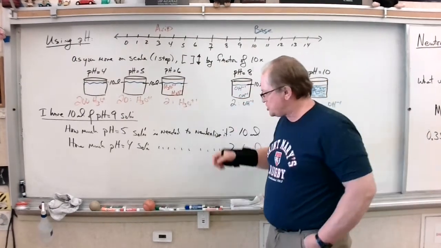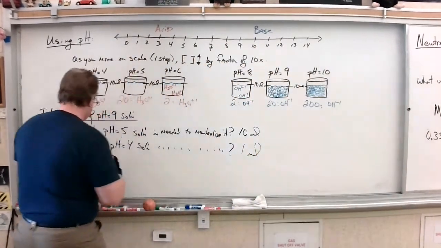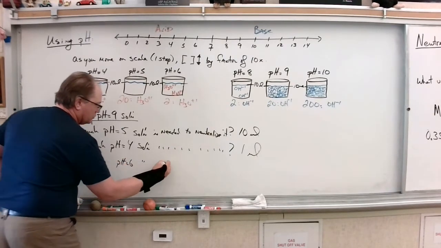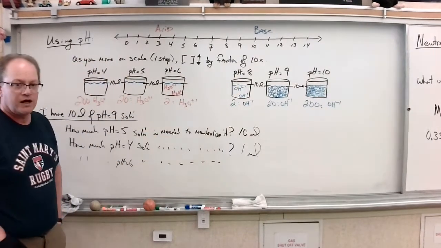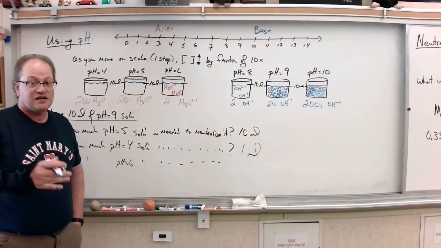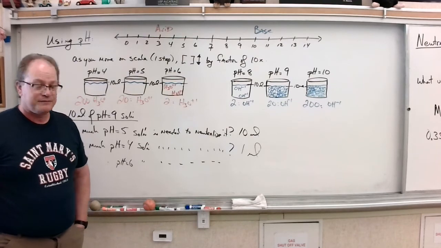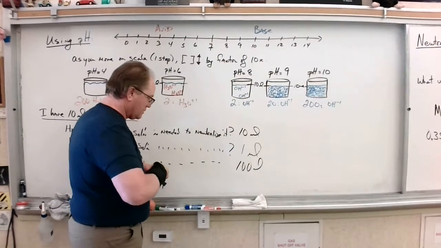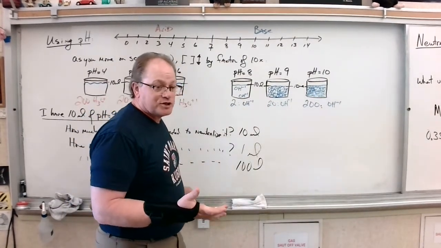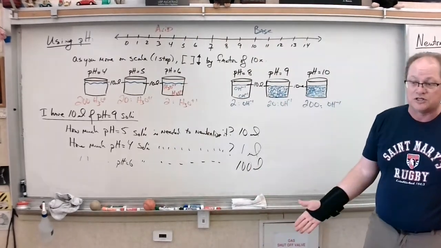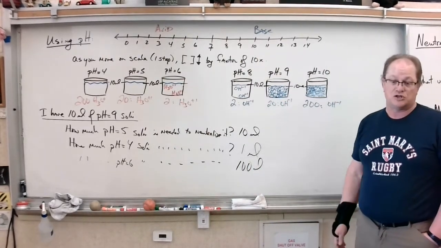So if I had pH 6 around, how much pH 6 solution would I need to neutralize my 10 mils of 9? I need 10 times more, don't I? Yeah, I'd actually need 100 mils. You're kind of doing stoichiometry without doing any stoichiometry at all, because you don't actually need to know what the materials are. You just need to know their pHs.